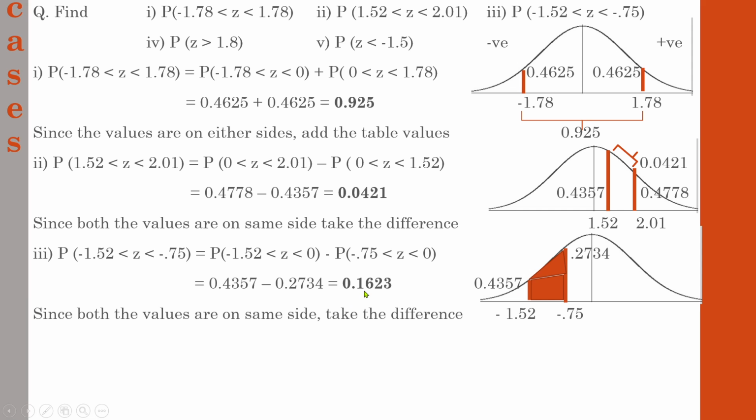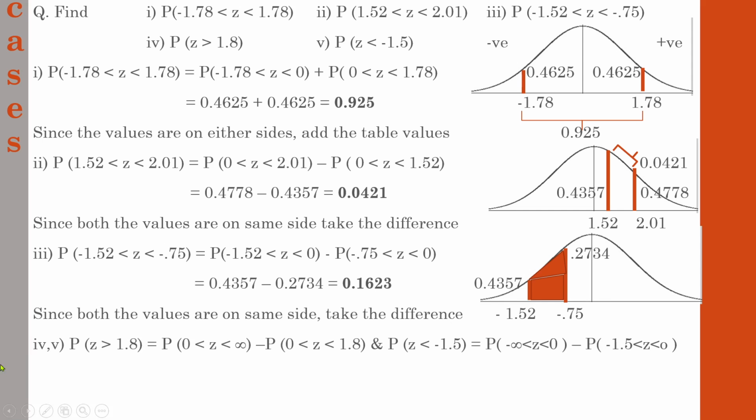So this is how you have to deal with a normal distribution situation where values will be given either positive values or negative values, or one may be positive and another may be negative. So this is how you have to represent the same in a graph. And finally, this is another case, and here the fourth and fifth ones will be shown in a computation.